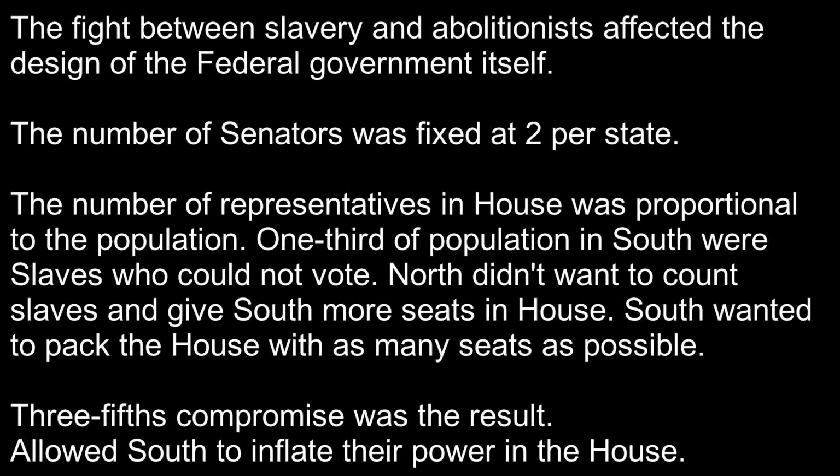The number of senators was fixed at 2 per state. The number of representatives in the House was to be proportional to the population in each state. The problem was that about a third of the population in the South were slaves who were denied the right to vote. The North didn't want to count those slaves to give the South more votes in the House, especially if those slaves had no right to vote for those representatives. The South wanted to count all the slaves to pack the number of representatives in their favor. The result was the notorious Three-Fifths Compromise. This allowed the South to inflate their power in the House over the North.